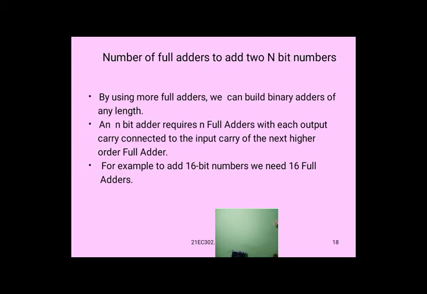Now I will give one more example for you. Please write down in your notebook: A equal to 1011, and B equal to 1101. Please do this operation in your notebook and inform me what the output is, that is carry out, sum as well as C in.